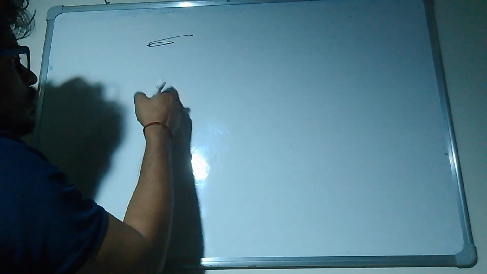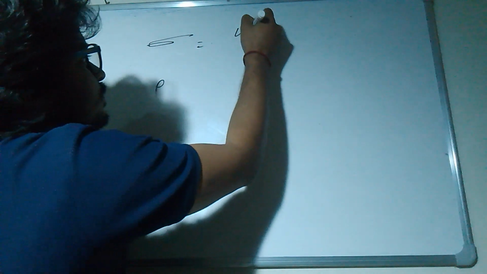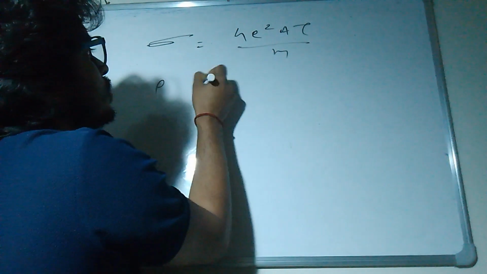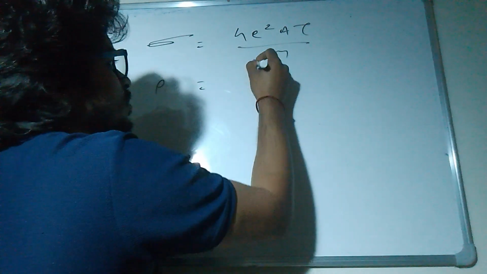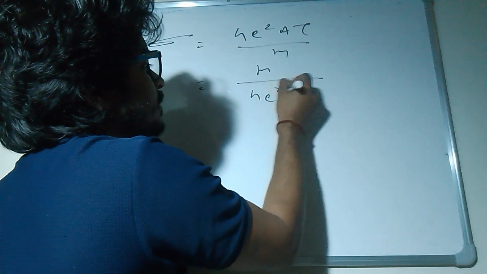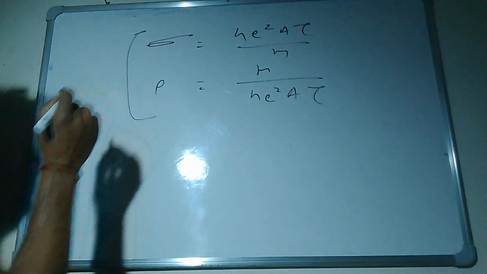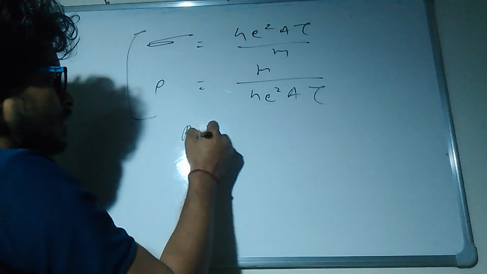So basically you have to know about sigma and rho. Sigma was what? Ne square a tau divided by m. And what was rho? I take the reverse of this, so m by ne square a tau. This is sigma and rho.